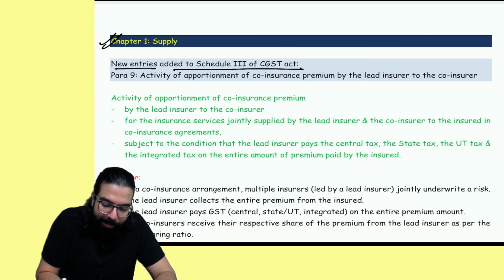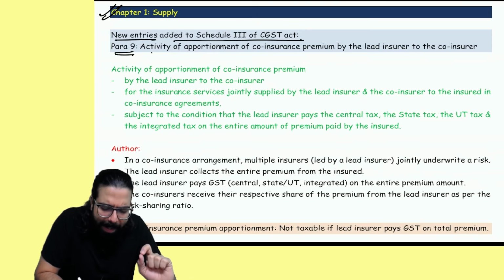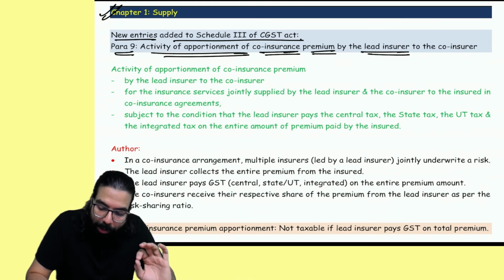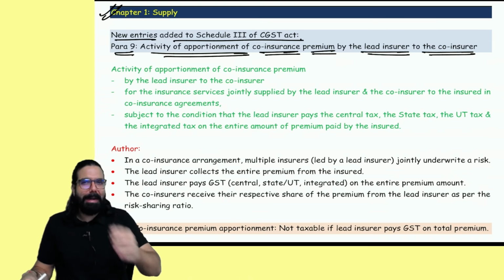New entries added in Schedule 3. Paragraph number 9: activities of apportionment of co-insurance premium by the lead insurer to the co-insurer. Sir, what do you mean by lead insurer, co-insurer?